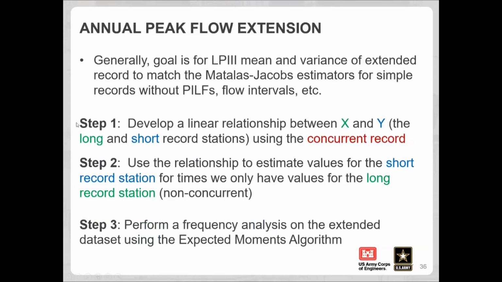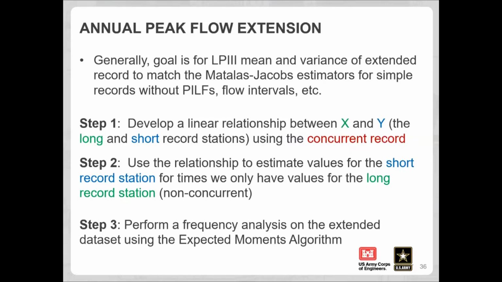How it works in Bulletin 17C is that you develop your linear relationship between your long and short station. You then apply that relationship to a certain number of years to come up with new flow estimates for those years, and then do your EMA analysis on that. At that point, you can layer on other perception thresholds, regional skew, that kind of stuff. So this is the process here, and this is what is defined in Bulletin 17C.